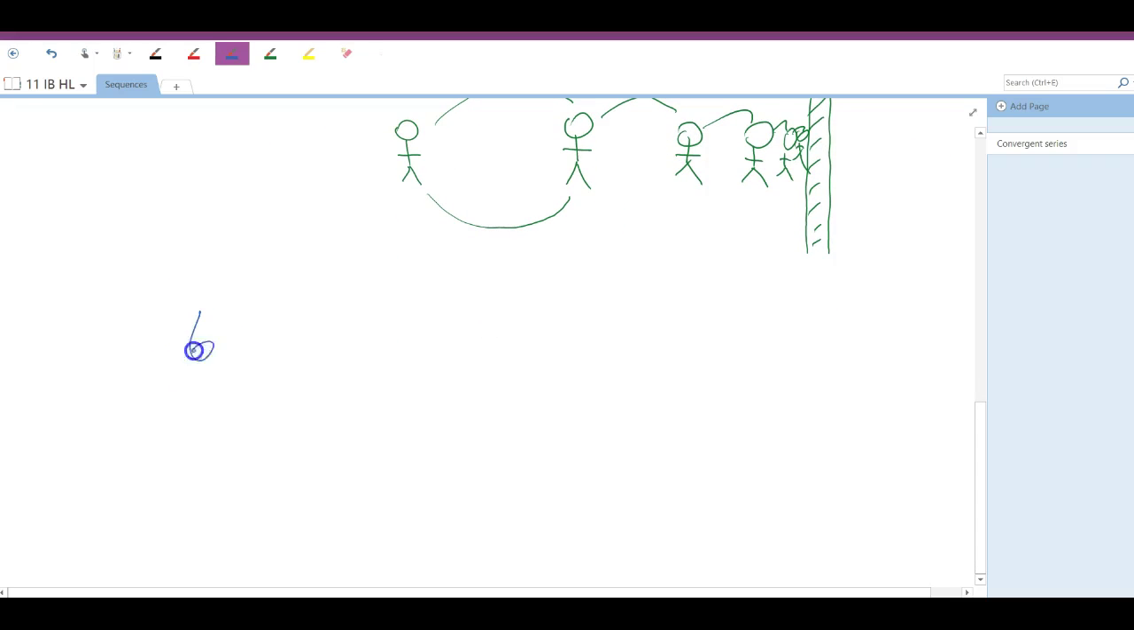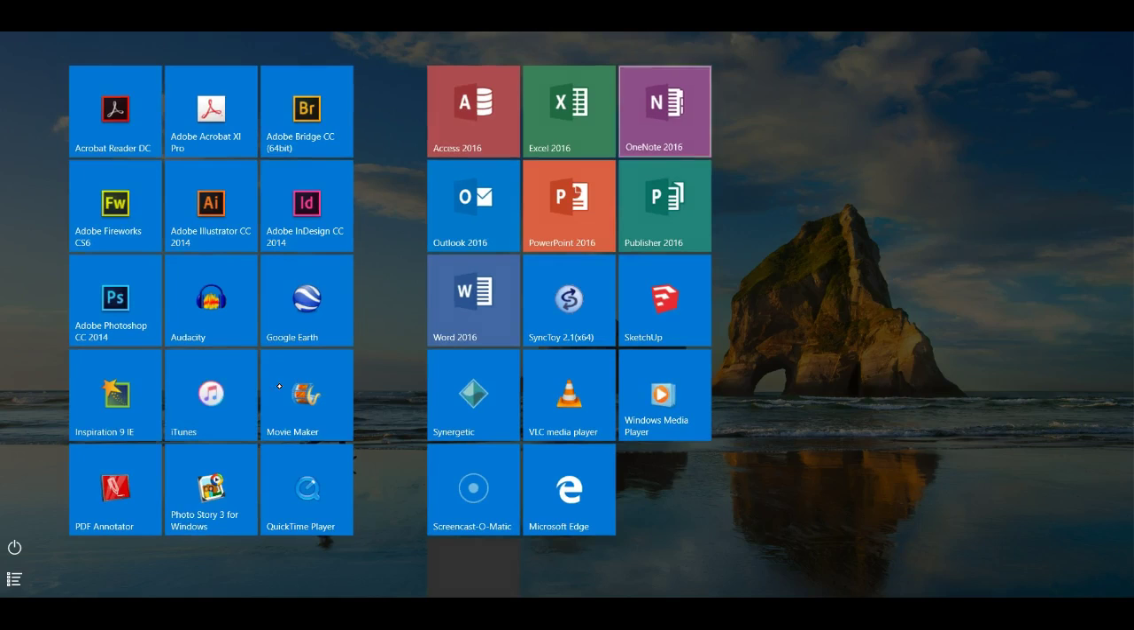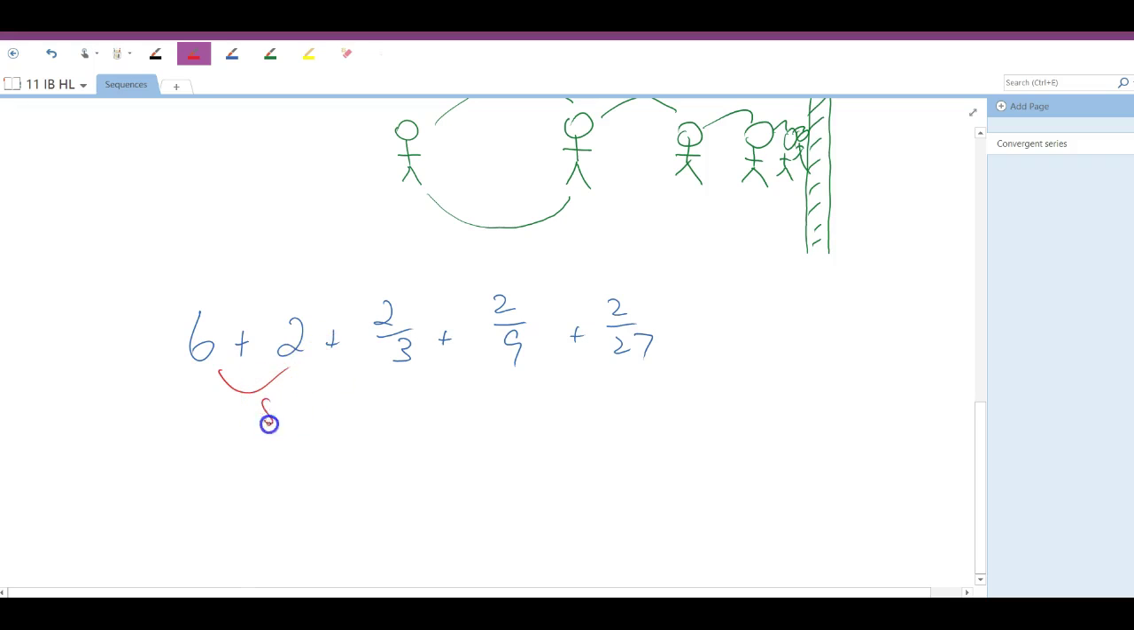If we take a 6 and we add 2 and then we add 2/3 and we keep multiplying by a third, we're going to get another convergent series. We've got 8 so far. We've got 8 2/3. Right, now we turn it into ninths. It's 8 8/9.